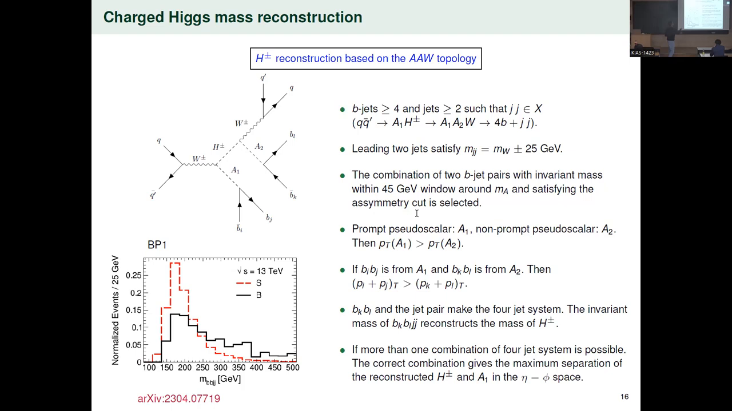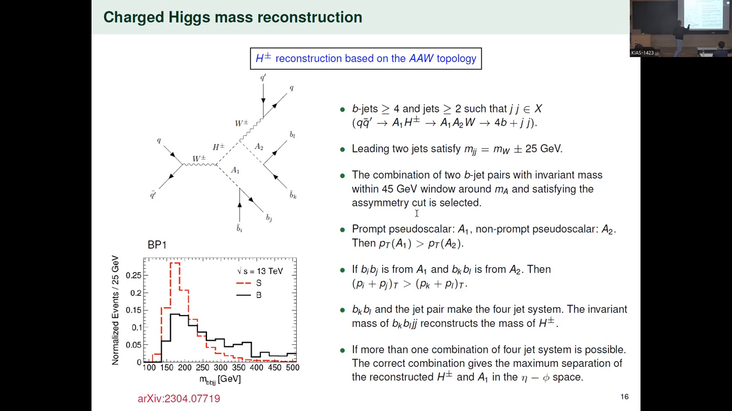So once we find the BJ pairs, we have to identify which BJ pair is coming from the prompt pseudoscalar and which one is coming from the non-prompt pseudoscalar. As I told before, since A1 is the prompt pseudoscalar, its transverse momentum will be higher than the transverse momentum of the non-prompt pseudoscalar. So we will use this criterion and check within these two BJ pairs. Suppose BI and BJ are coming from A1, and BK and BL are coming from A2, then they should satisfy this criterion. I always check this criterion within the pairs and then decide which pair is coming from the prompt pseudoscalar and which from the non-prompt one.